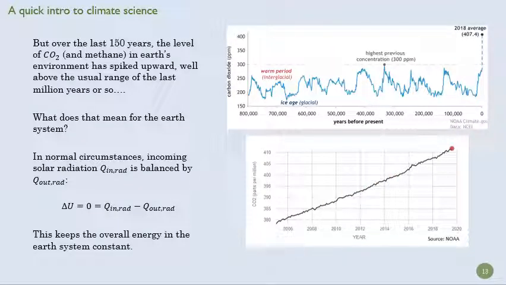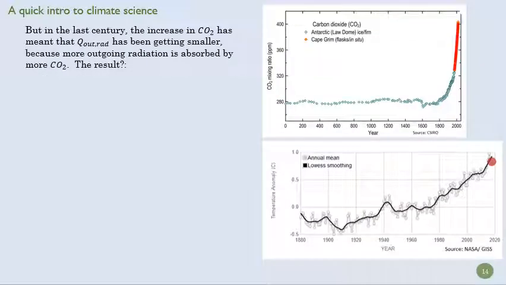So what does that mean for the Earth system? Well, normally we would see a balance between the radiation in and the radiation out, so that the overall energy of the system would remain pretty similar. That would mean essentially that in the short term, the overall energy of the Earth is not really changing. So, is this the case anymore?